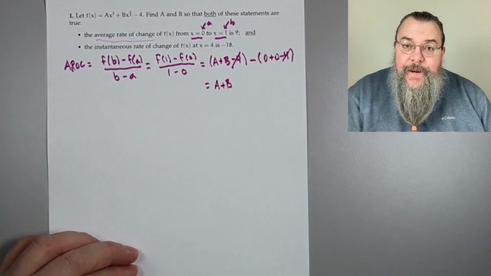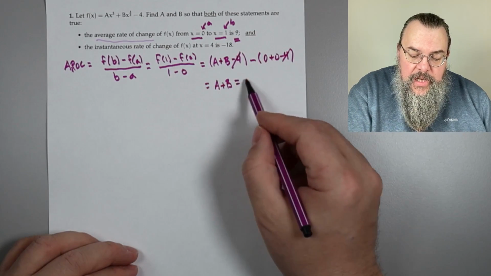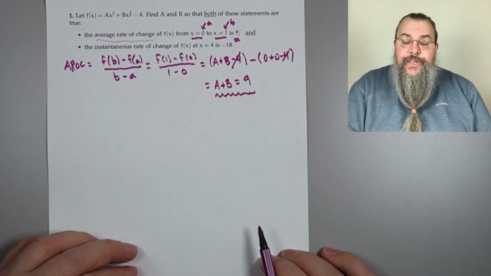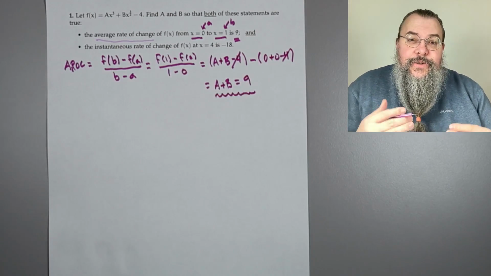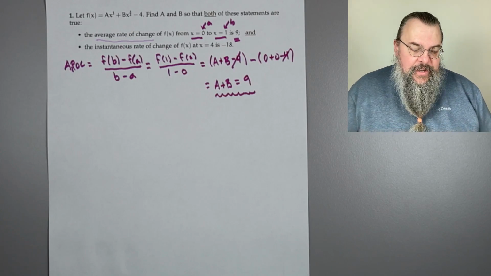And remember, we know what the average rate of change is. It's 9. So A plus B must equal 9. This gives us a relationship between A and B. So we've made progress. We're not done, but progress has been made. And that's always nice when you make some progress.